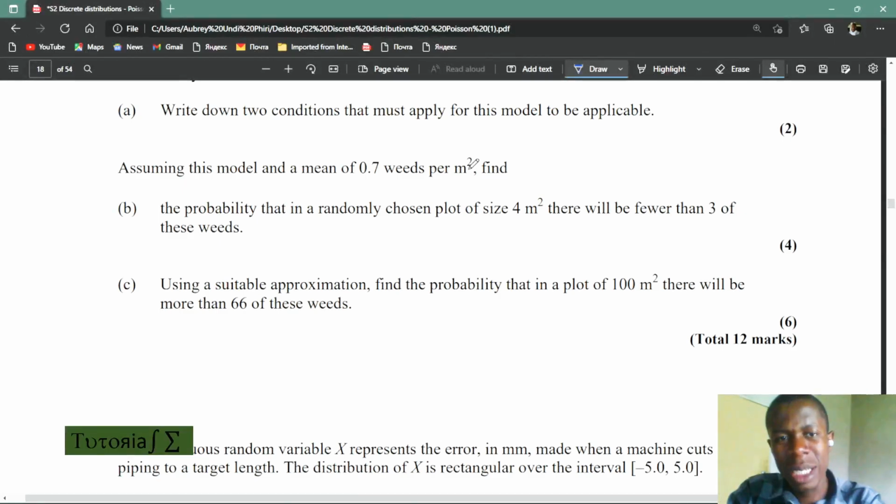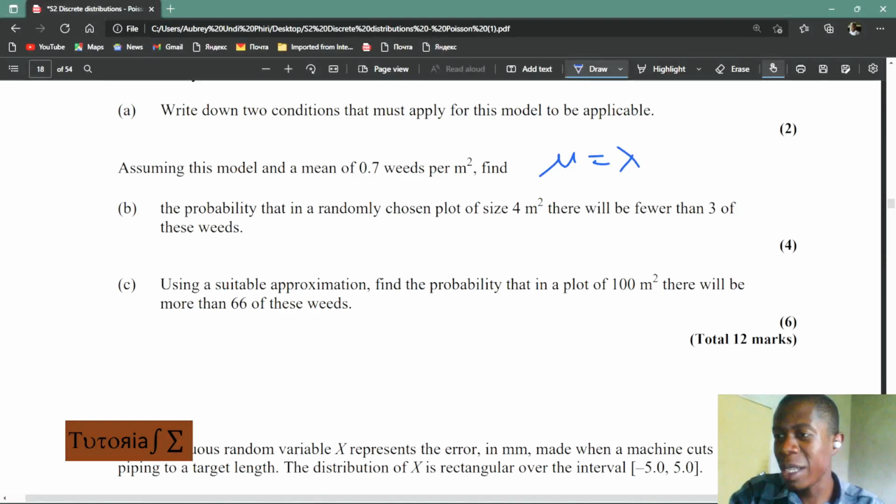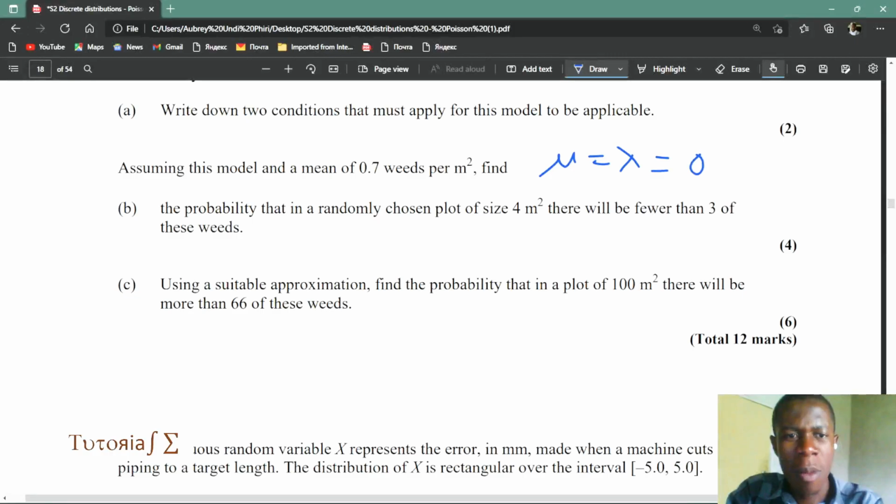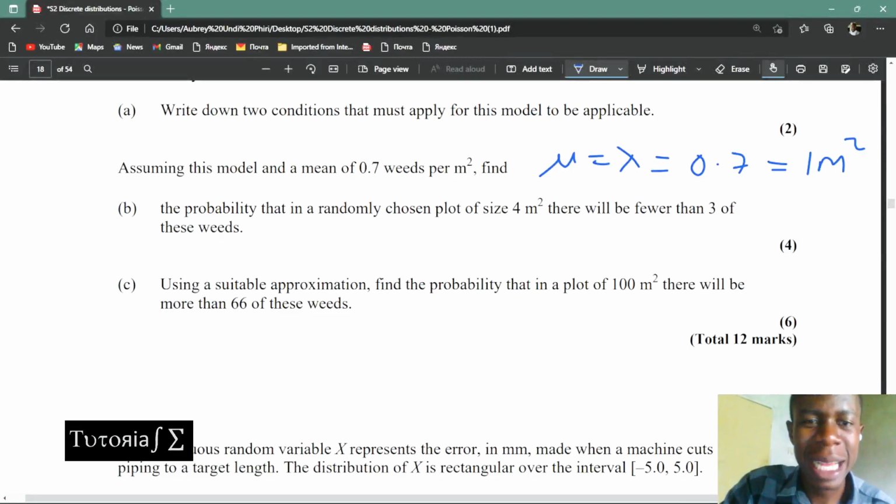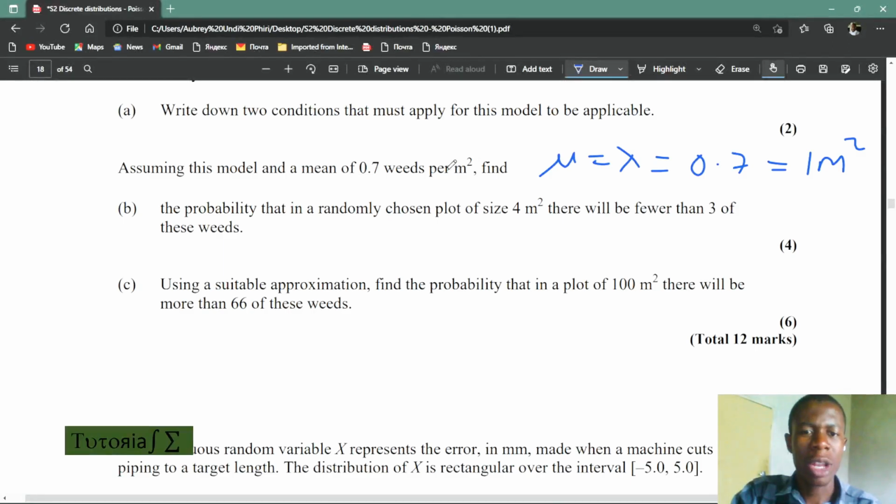So this is very important. So we write down the mean. The mean that we've been given can be written using mu or lambda. I'll be interchanging them because I'm used to mu. So the mean we have been given is 0.7 per 1 meter squared. So you should be able to interpret the data in this form: 0.7 in 1 meter squared. So this is the mean that we've been given.